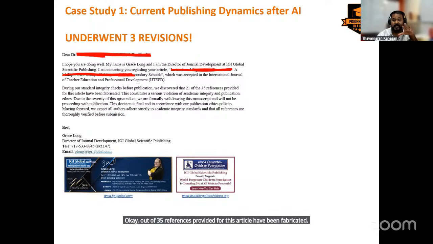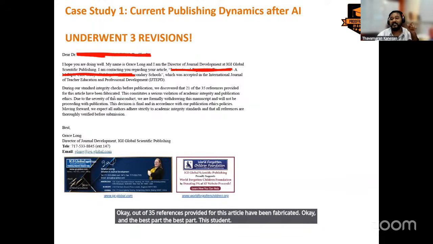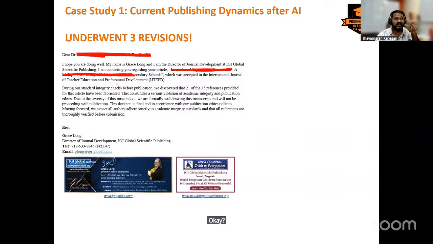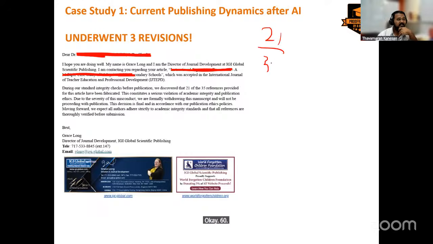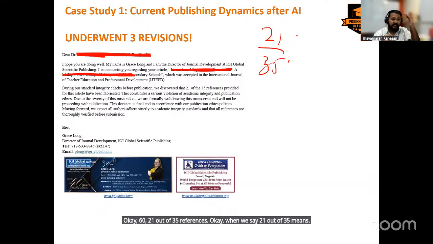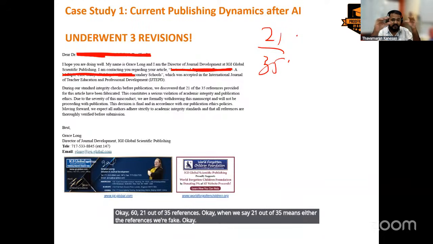And the best part, this student had already passed the proposal defense. I think it was UPSI or maybe another university, I can't remember correctly. She passed the proposal defense, and this paper was extracted from her proposal. 21 out of 35 is about 60 to 70%. When we say 21 out of 35, it means either the references were fake, or some of the references are true but the content does not come from the reference. I showed this yesterday in the chapter 1 class.